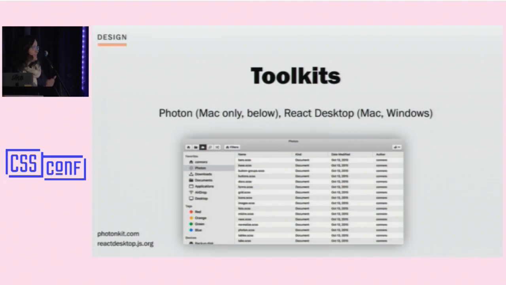There are some toolkits if you do want to do the native UI route. There's one called Photon. If you want to contribute to Photon, that would be great, because right now it's only Mac. There's another thing called React Desktop. So if you use React, it is native UI components for macOS Sierra and Windows 10.